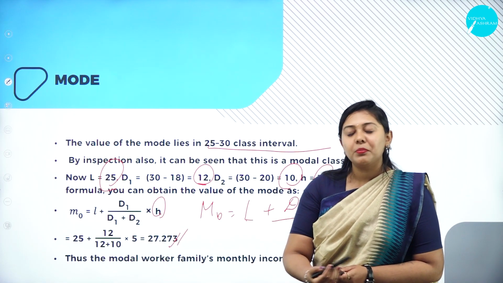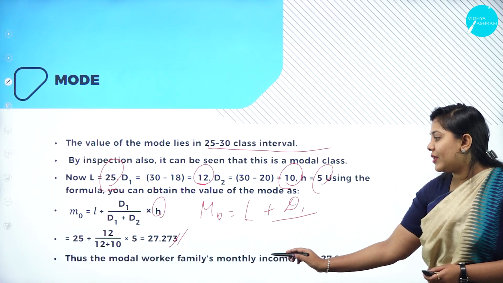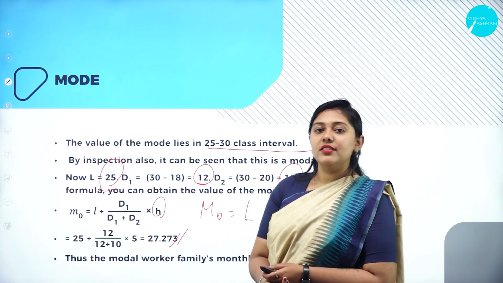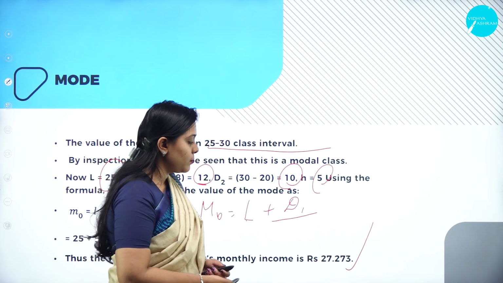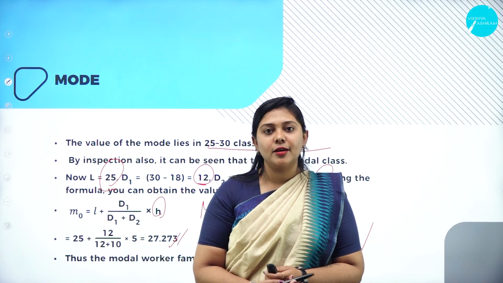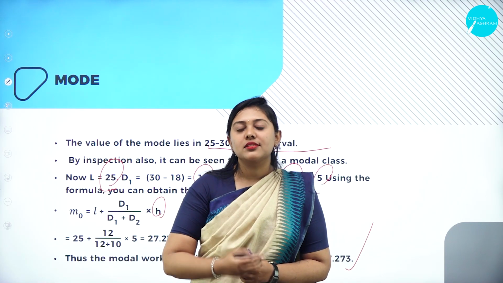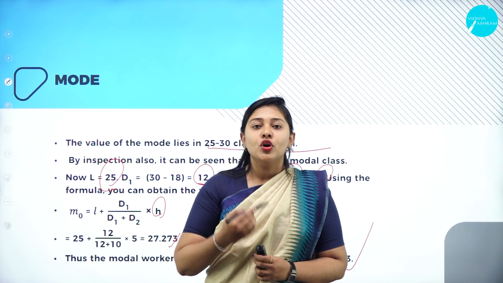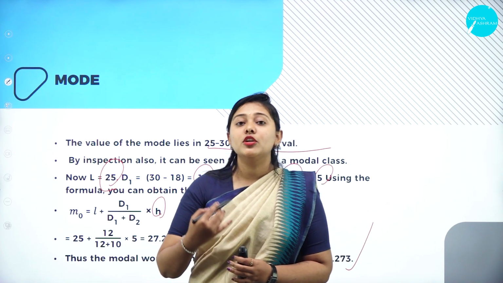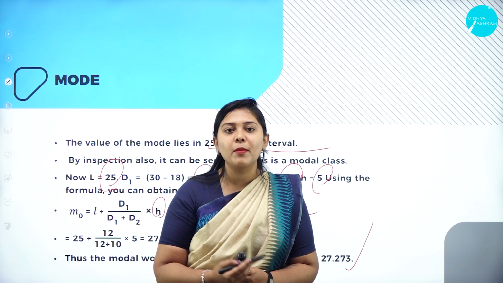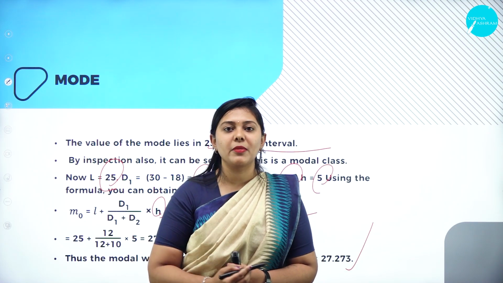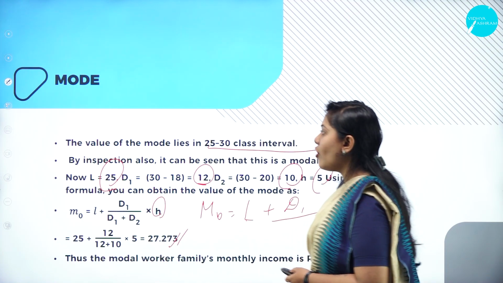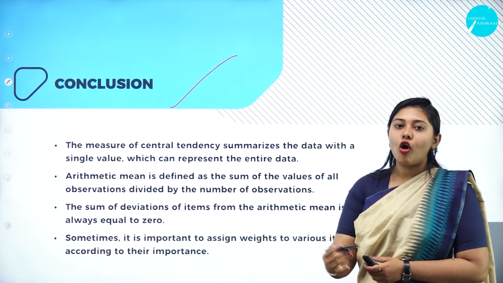So let us look into the interpretation. Thus, the modal worker family monthly income is rupees 27.273. So what is the income? 27.273 is the income that is there. So this is the last most popularly used measure of central tendency, mode. As I have told you, for repetitive things, to know the frequency, to know the changes, the trends and the demand happening in the market, mode is the best method used to calculate the changes and the demand.